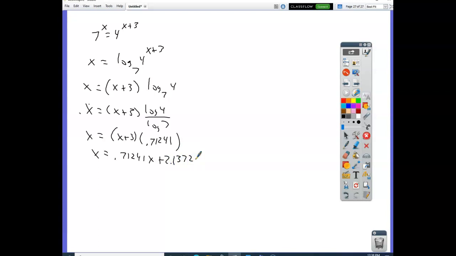And then you move the x to one side. I gotta subtract 0.71241, right? And I'm getting 0.28759 x equals 2.1372. And then you divide the 0.28759 by the other side. 2.1372 divided by the answer, and I get x equals 7.432.